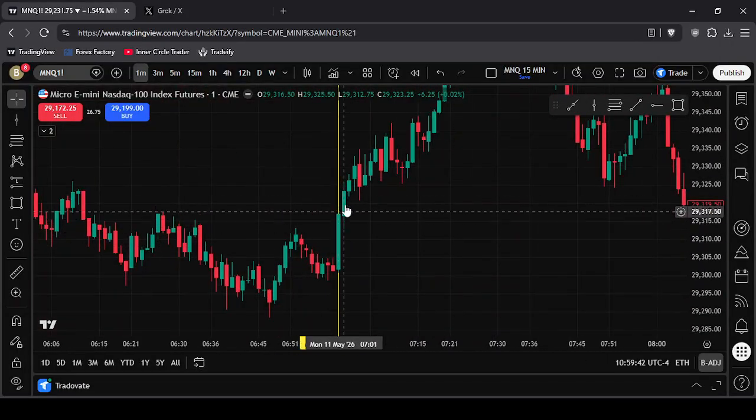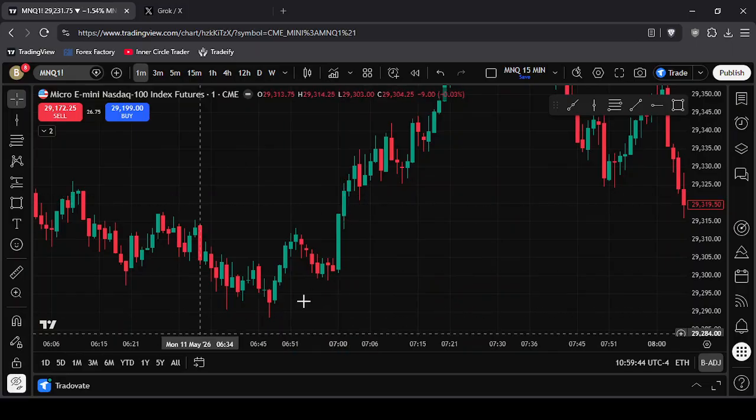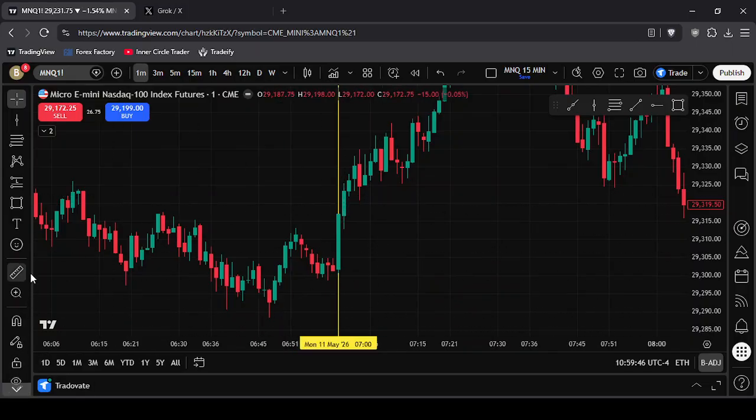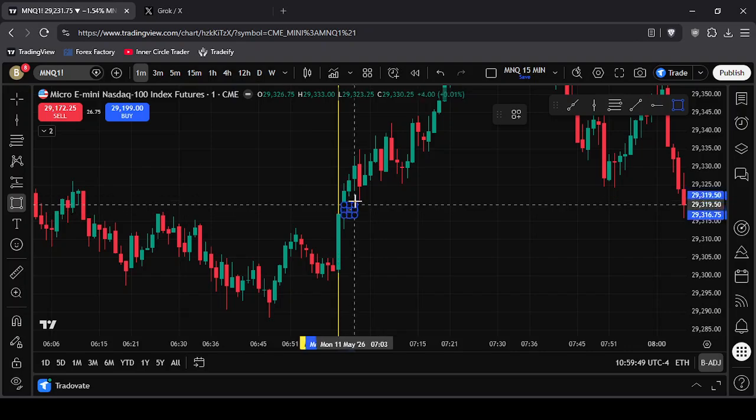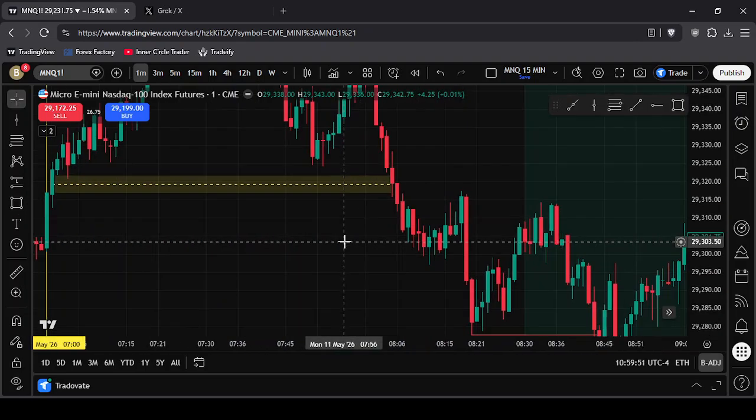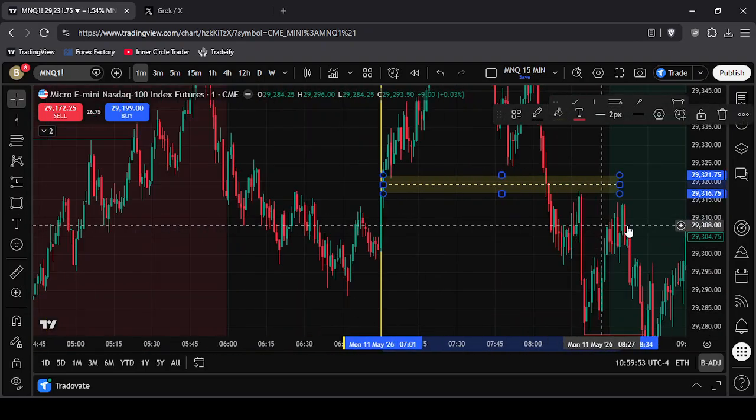Here, 7 a.m., 7:01. Let's do this. See it cleanly. Here it is. I'm doing the last week backtest. This is the way I backtest. I just check my stuff. Did you work or not?